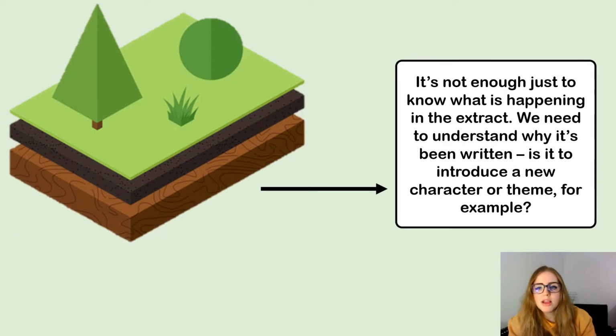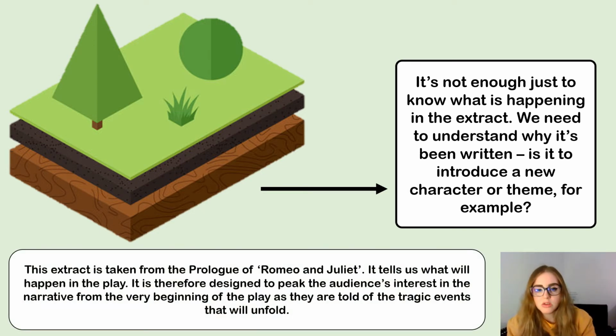But it's not enough just to know what's happening. We need to understand why it's been written. Does it introduce a character or theme, going beyond its primary purpose? What else does it do? This extract is taken from the prologue of Romeo and Juliet. It tells us what will happen in the play. It is therefore designed to pique the audience's interest in the narrative from the very beginning of the play, as they are told of the tragic events that will unfold.